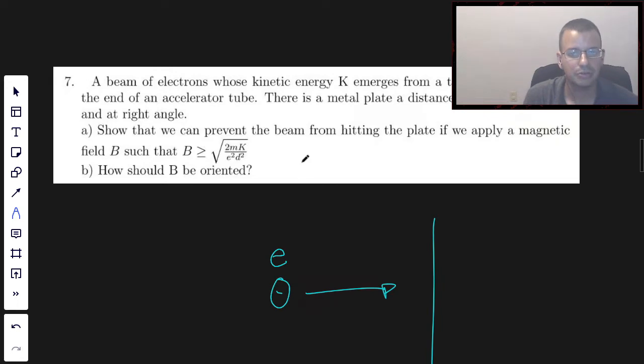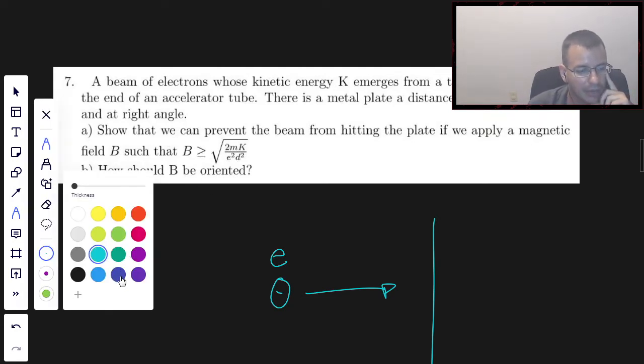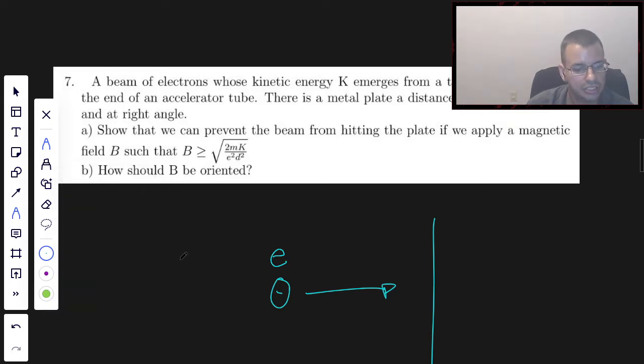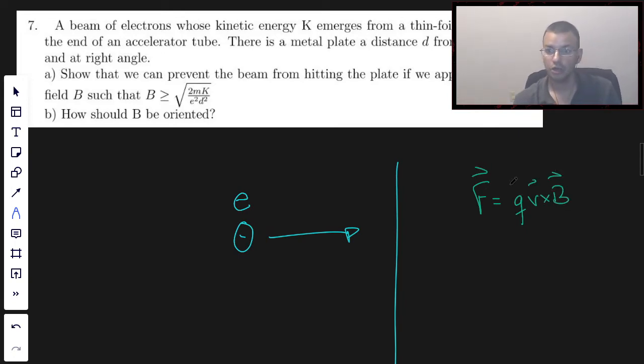Show that we can prevent the beam from hitting the plate by applying a magnetic field, B, such that B is greater than this. Okay, so the idea here is by applying a magnetic field, we're going to cause a force on the electron. An electron is a charge, and a moving charge in a magnetic field is going to experience a force. We want to create a force on it so that the particle does not reach the plate.